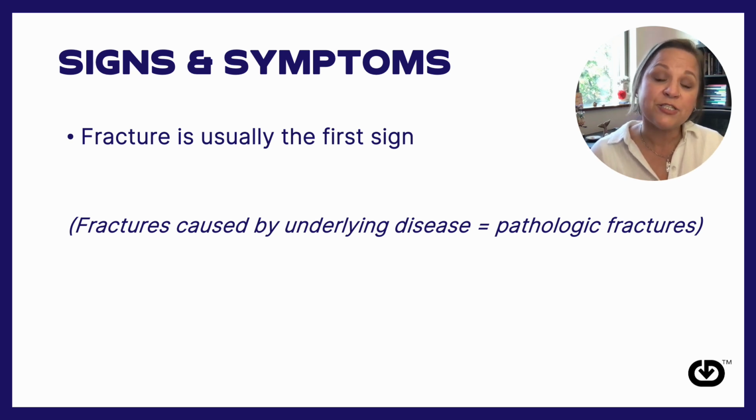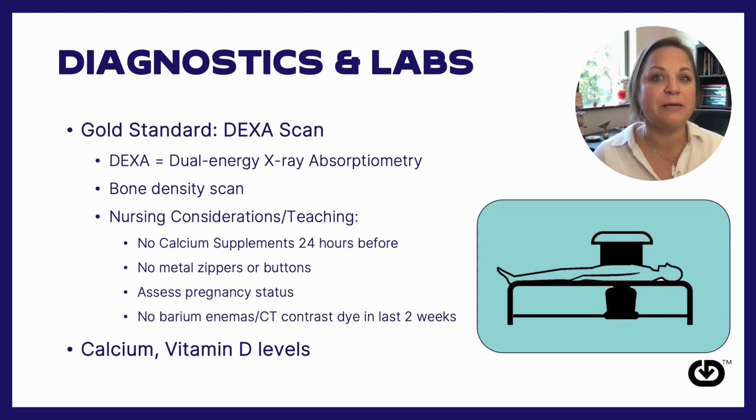Now, fractures that are caused by an underlying disease are called pathologic fractures. And so pathologic fractures are often the first sign or symptom someone has related to osteoporosis. And of course, we'd like people to be able to avoid having the fracture in the first place. So we want to screen patients for increased risk. And the gold standard for diagnosing osteoporosis is called a DEXA scan. DEXA stands for dual energy X-ray absorptiometry, or just a DEXA scan. It's a bone density scan, and it's able to look at the density of the bone matrix itself.